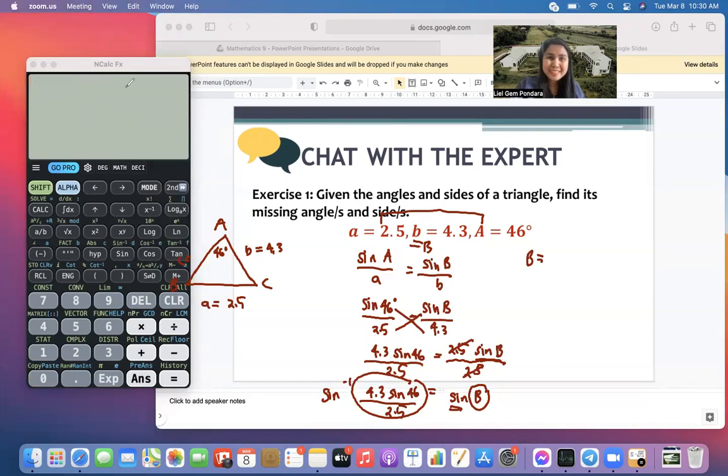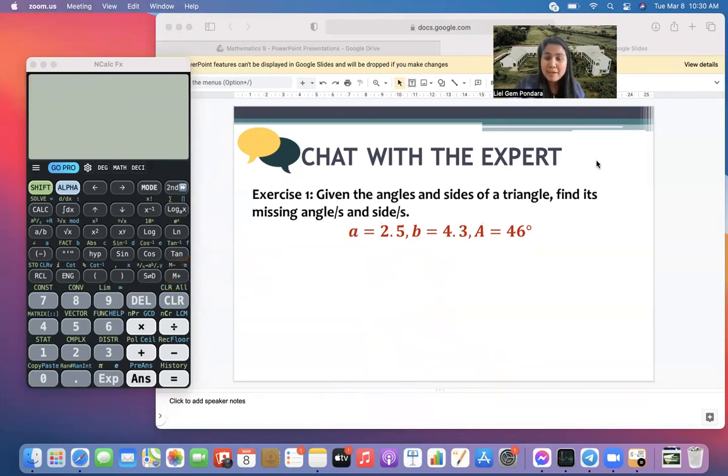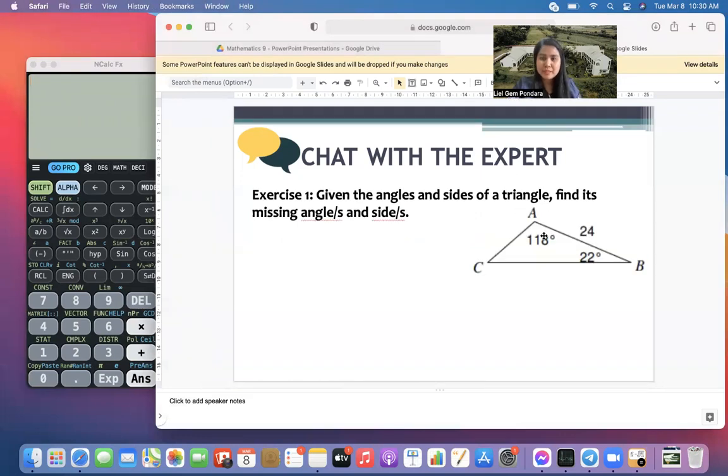Okay? Now let's go to the next one. Let me have the last example, then we'll go to the problems. Okay. Can you tell me what's the given? What's our given? Based on the figure. We have B, ma'am, with angle B, 22. Very good.